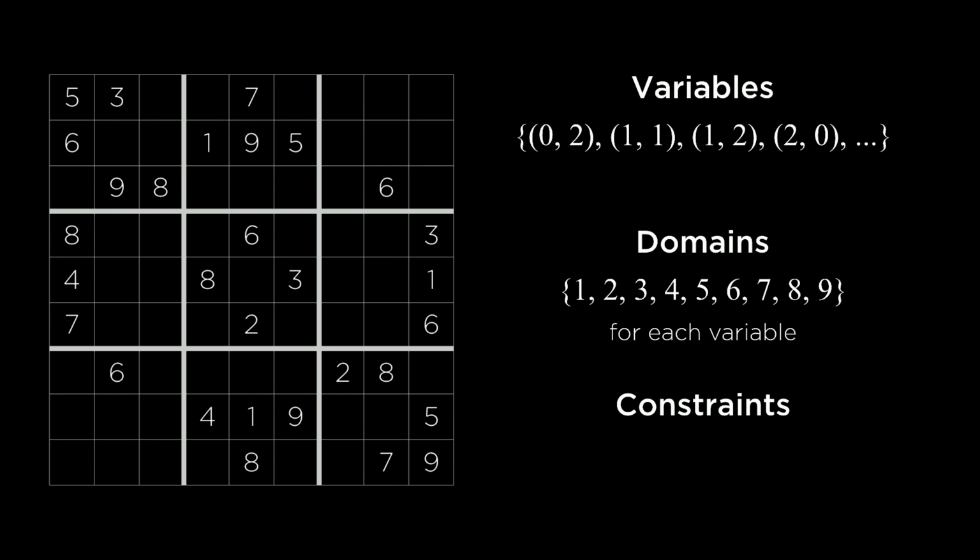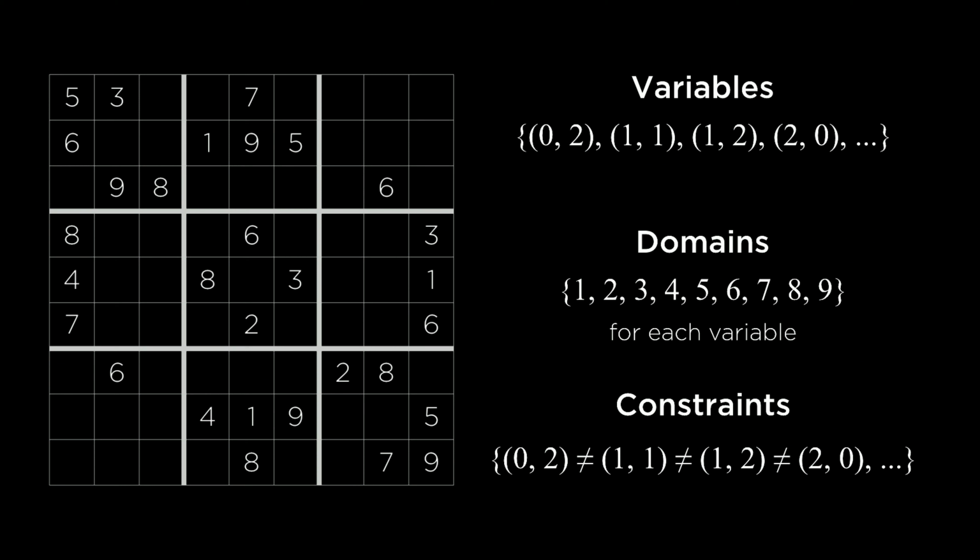And then the constraints are going to be of the form like this cell can't be equal to this cell, can't be equal to this cell, can't be. All these need to be different, for example. And same for all of the rows and the columns and the 3x3 squares as well. So those constraints are going to enforce what values are actually allowed.